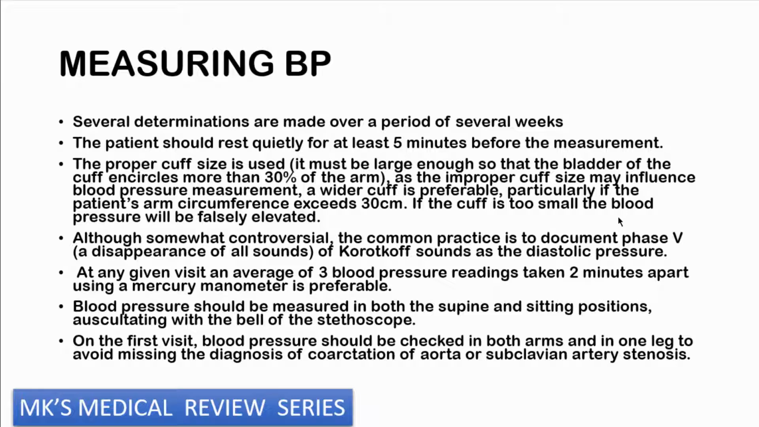So then do this 2 or 3 times and then get an average reading of the systolic as well as the diastolic blood pressure, and then of course thank the patient. So at any given visit, you should have an average of 3 blood pressure readings taken about 2 minutes apart using a mercury manometer preferably, and not really a digital one, because sometimes a digital one may give you false readings. Then of course the blood pressure should be measured with the patient supine and in the sitting position. Then you should auscultate with the bell of the stethoscope.